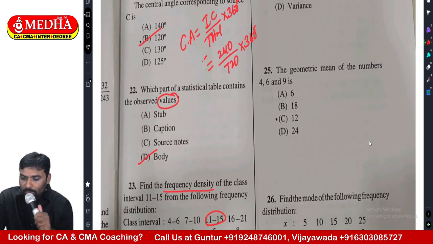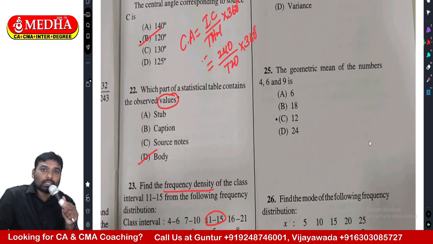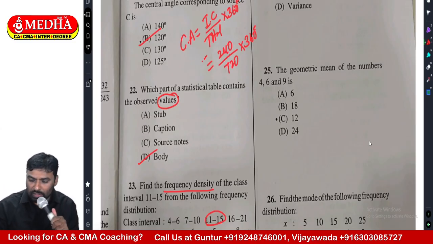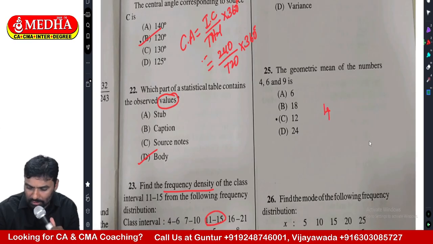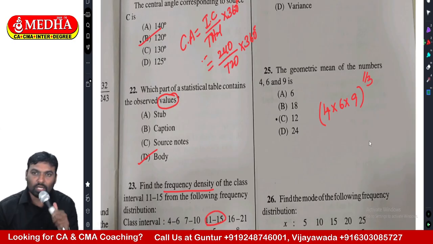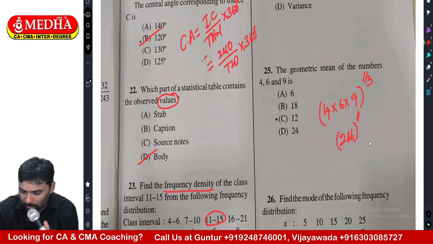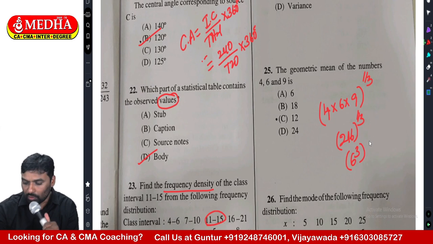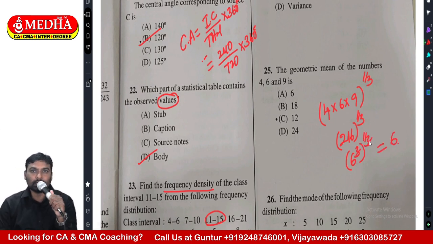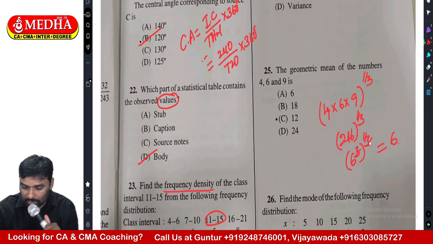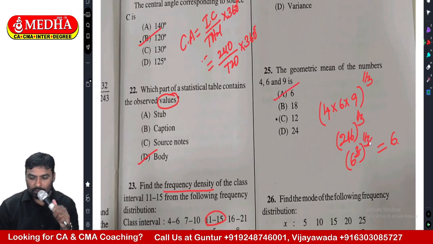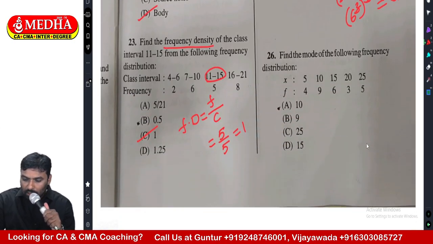Next one, the geometric mean of the numbers 4, 6, 9. They have given 3 numbers. For 3 numbers, the geometric mean formula is 4 into 6 into 9 whole to the power 1 by 3. 4 into 6 into 9 means 216 whole to the power 1 by 3. 216 is 6 cube, a perfect cube, whole to the power 1 by 3. Here the 3s cancel, then the geometric mean is 6. Then the correct option is A. Answer is 6.